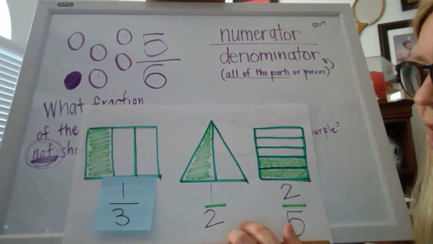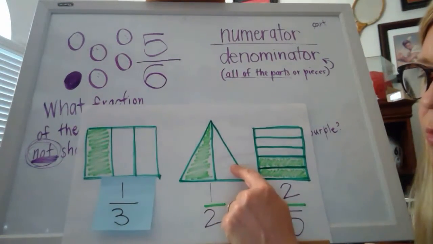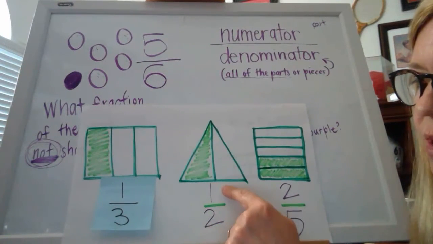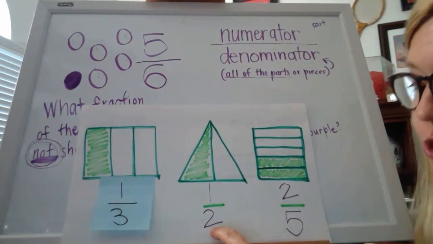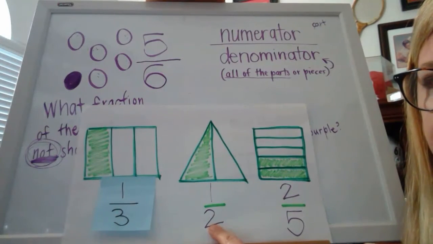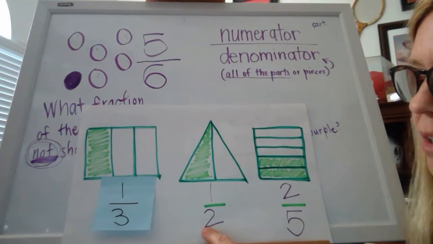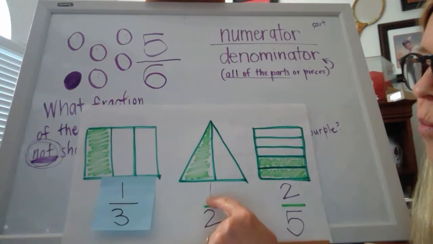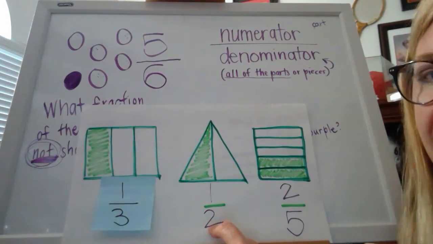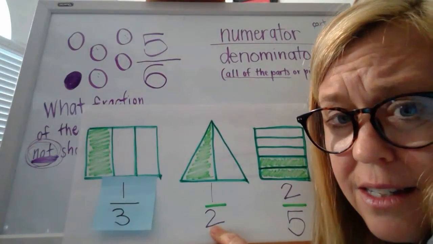So if we look at this fraction, there are 2 equal parts. So my numerator is 1 and my denominator is 2. So there are 2 total parts. On the bottom, I'm going to put how many total parts? 2. And one of those parts is green. So 1/2. Now that's a little tricky because I just said second.